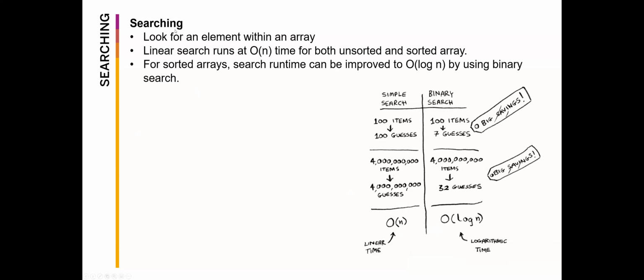All right, searching again, just to summarize, we look for an element within an array. That's our main example. Linear search runs at O of n time for both sorted and unsorted arrays. So expect to see this number of checks: if you have 4 billion items, you have to make 4 billion guesses or checks. 100 items, 100 guesses or checks.